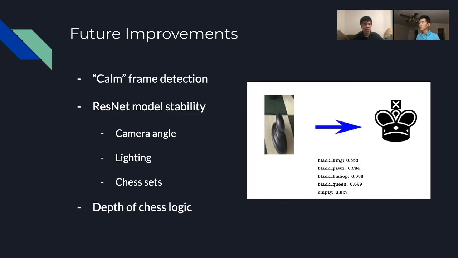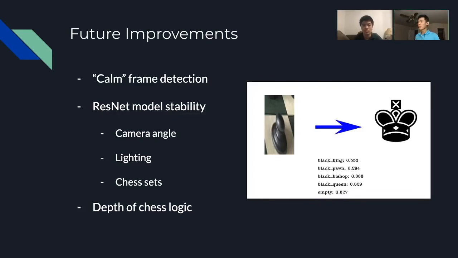So if someone were to come along and develop a more robust method, it would significantly improve this calm frame detection and improve all the mistakes that follow after you label a not calm frame as calm. So the second issue listed here is the stability of the ResNet model used to classify pieces. As you can see on the graphic on the right, that's clearly a black pawn, but it recognizes it as a black king, with black pawn being listed as a distant second with 30% confidence.